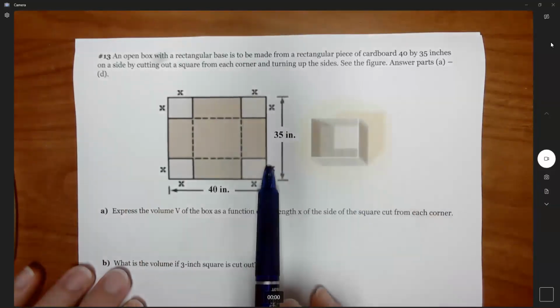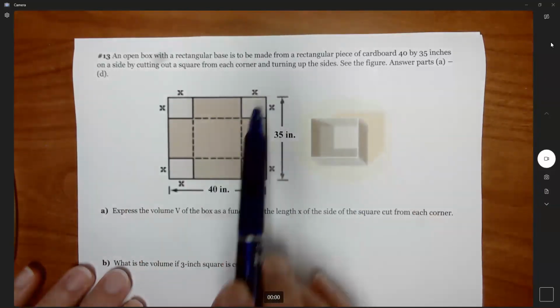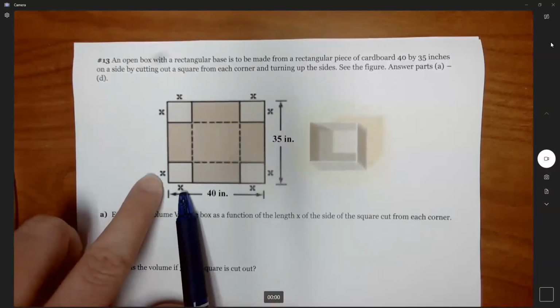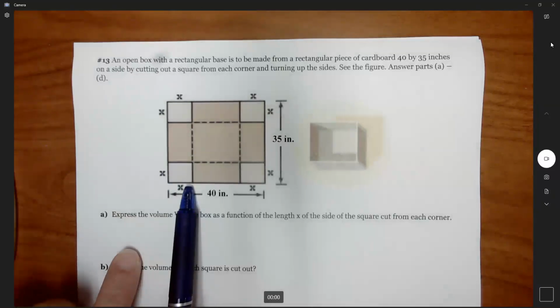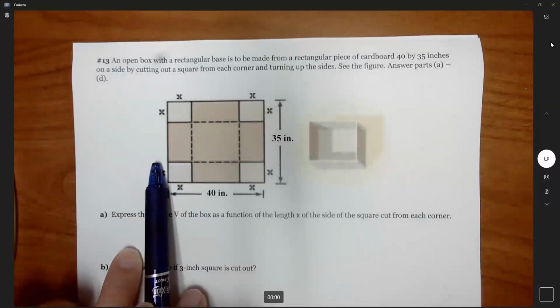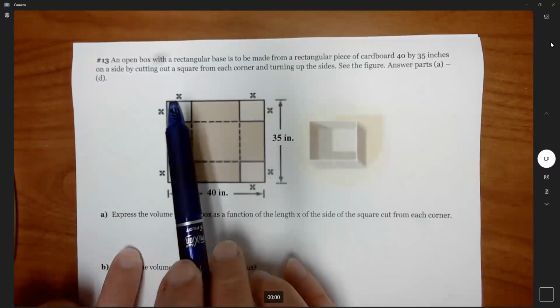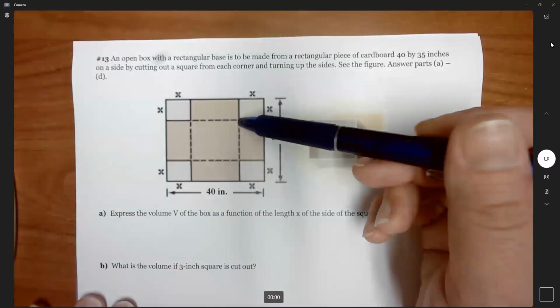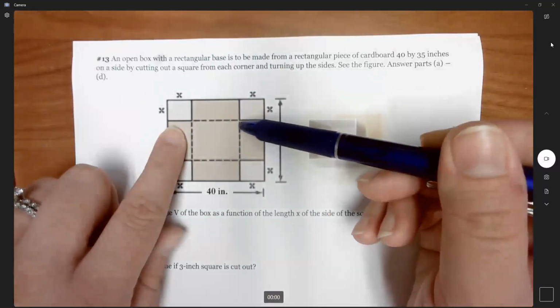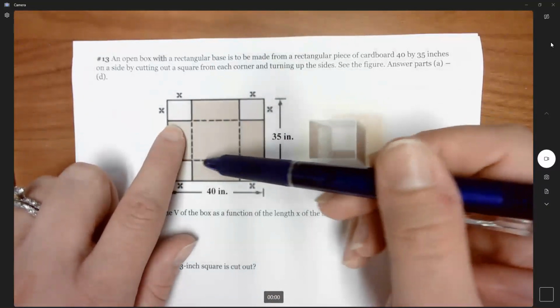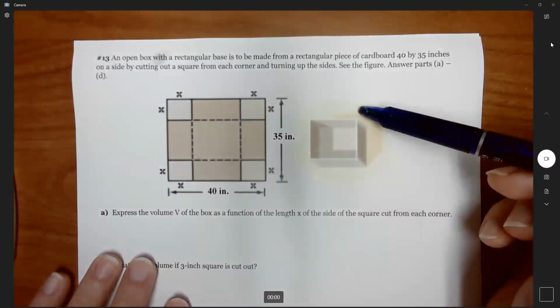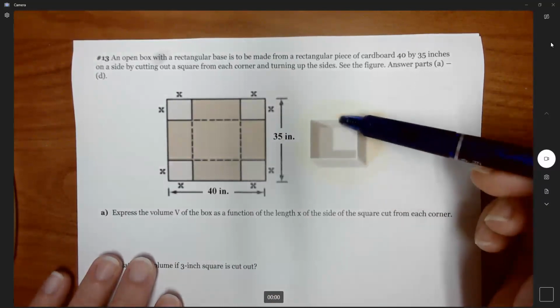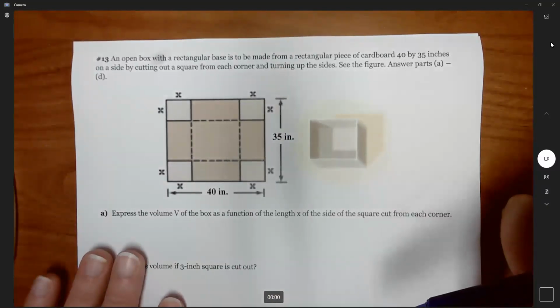What they are doing is cutting out these 4 squares. We don't know how big of squares we're cutting out, so we're just calling it X. This could be a 2 by 2 square, this could be a 5 by 5 square. I'm not sure what the measurements are of these squares, but I'm cutting them out. Then I'm going to take these 4 sides and fold it up along these dashed or dotted lines. Now I have a 3D box, a box without a lid, essentially an open box.